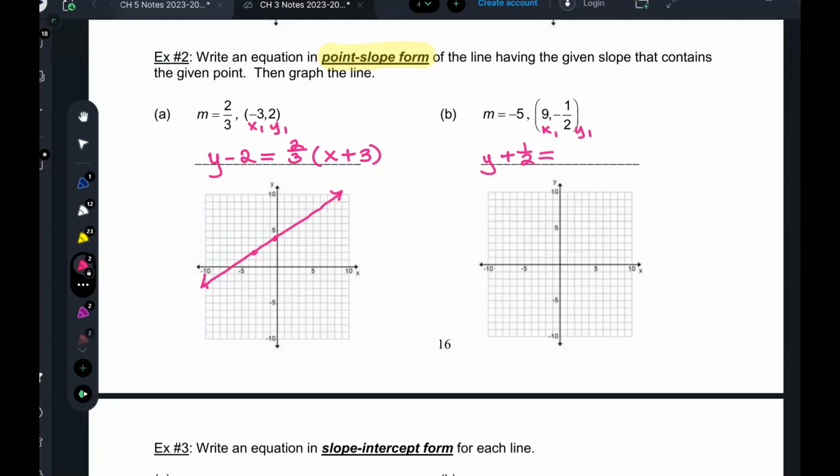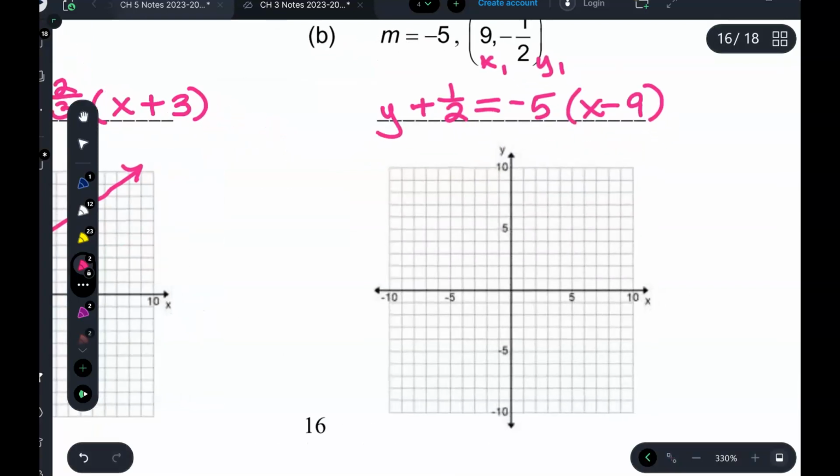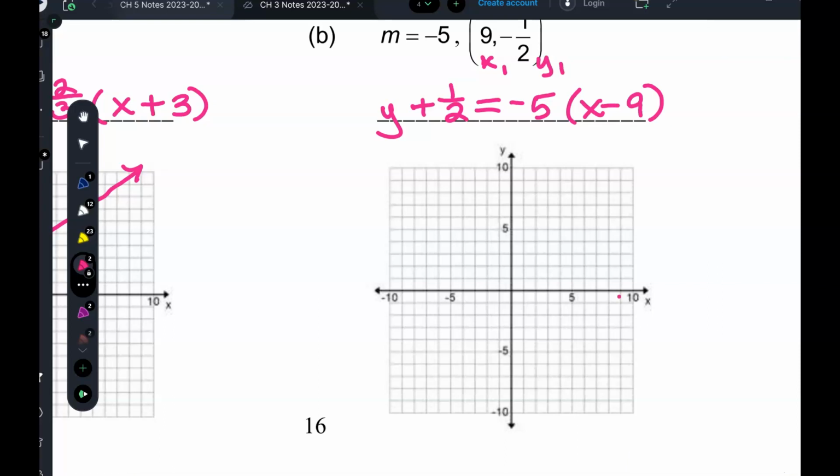So it'll be y minus negative 1/2, or y plus a half, equals negative 5, and then x minus 9. Okay, so we're going to start at 9, so 9 comma negative 1/2. It's okay that it's in between. We can kind of approximate 9, negative 1/2. Right? That was the point.